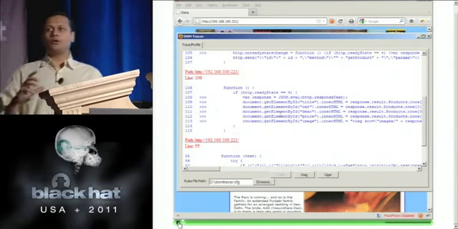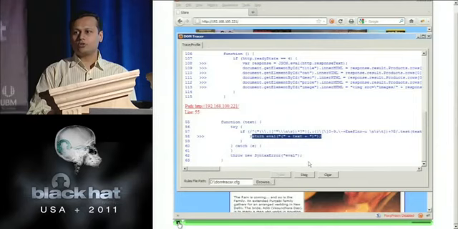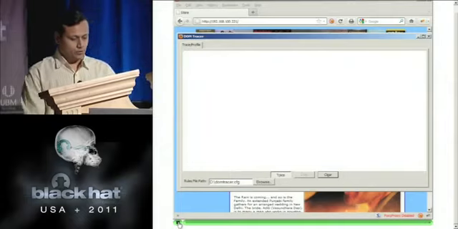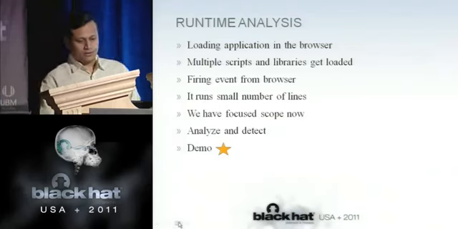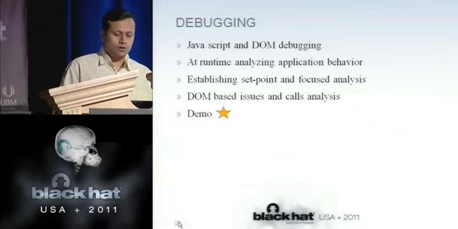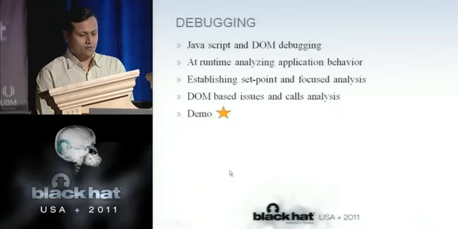So this is where we are doing a scope reduction. After hundreds of thousands of lines of code, we have reduced our scope to only 100 or 150 lines. So this is a kind of runtime analysis. And a third approach you can take is debugging. There are good debuggers out there for JavaScript, and my favorite one is Firebug.